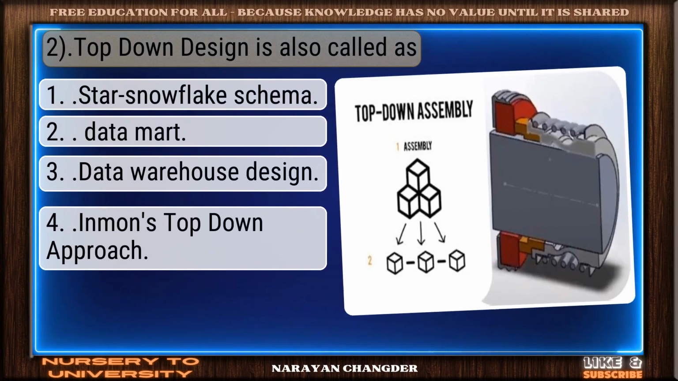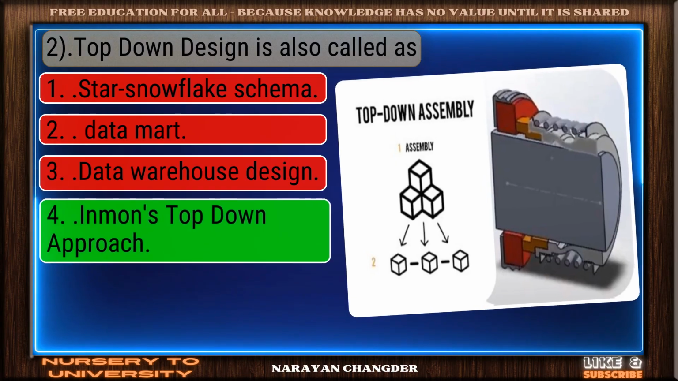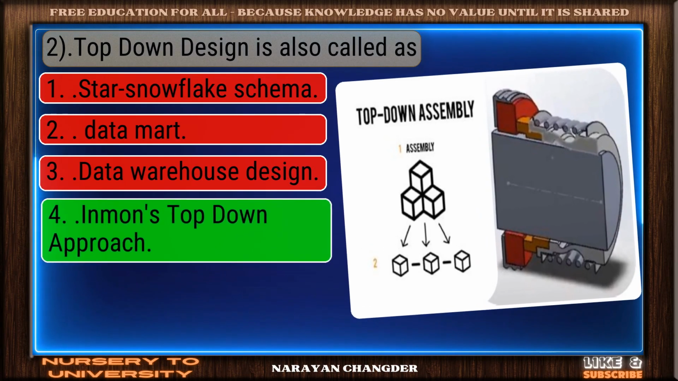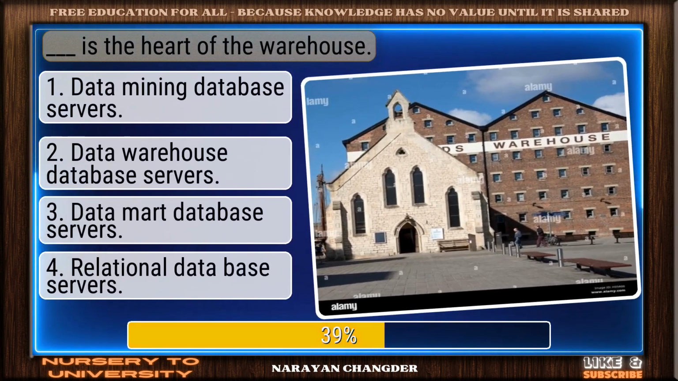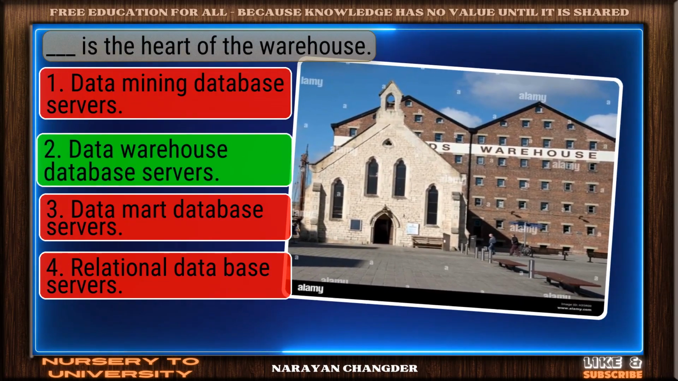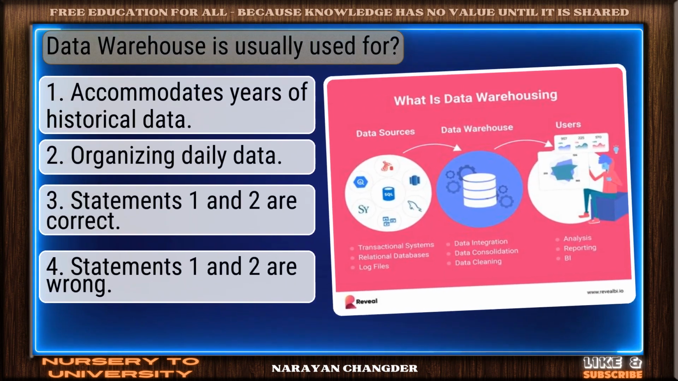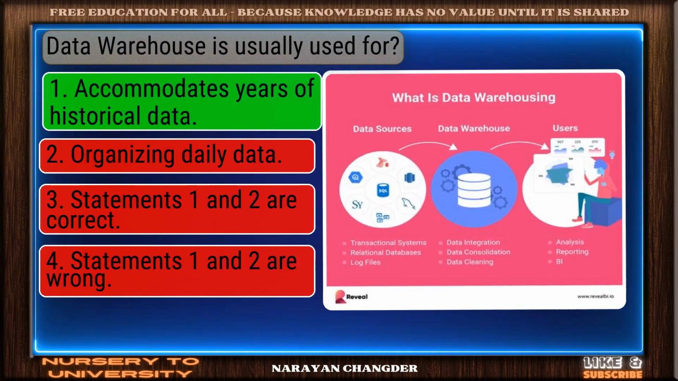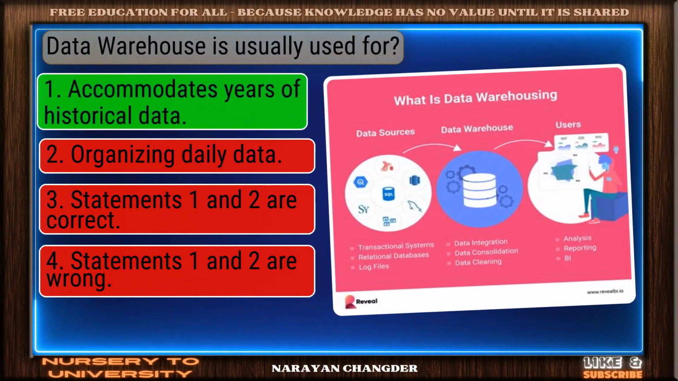Question number 55. TDD, top-down design, is also called as. Nice selection. Inmon's top-down approach is the correct and valid answer. Question number 56. Dash is the heart of the warehouse. Perfect. Data warehouse database servers is the correct choice. Question number 57. Data warehouse is usually used for. On track. Accommodates years of historical data is the correct answer.